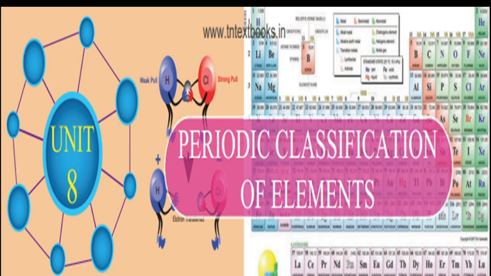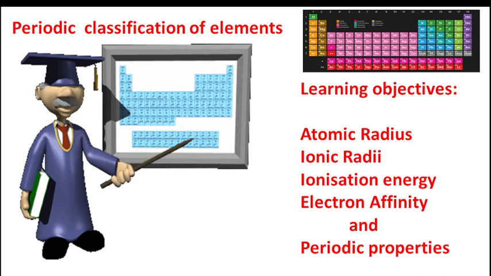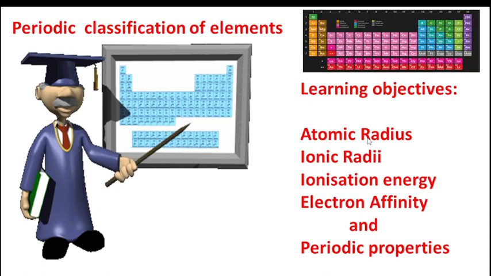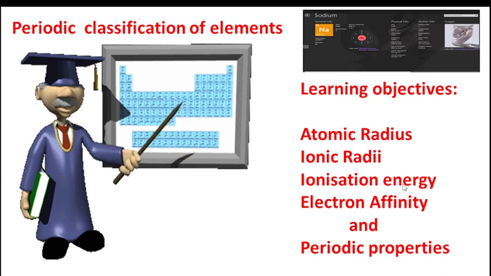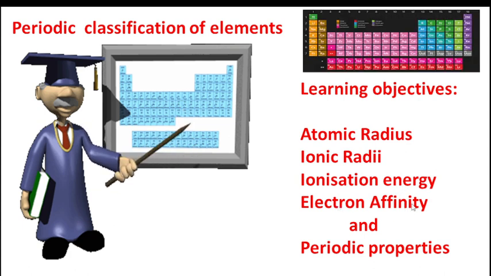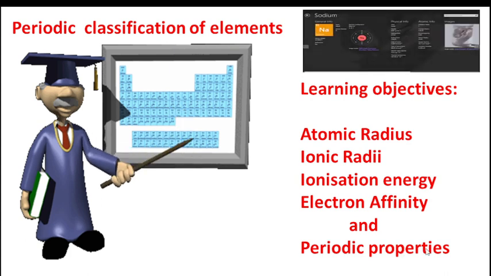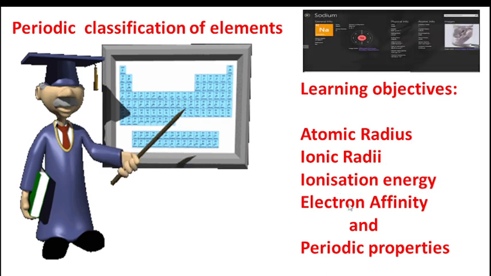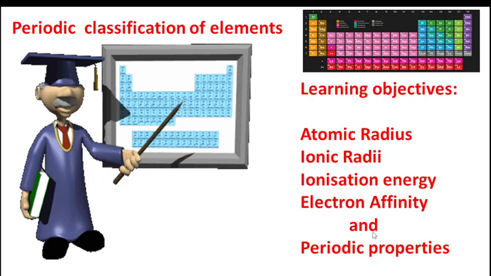Today's lesson, Unit 8, Periodic Classification of Elements. The learning objectives are atomic radius, ionic radii, ionization energy, electron affinity, and periodic properties.